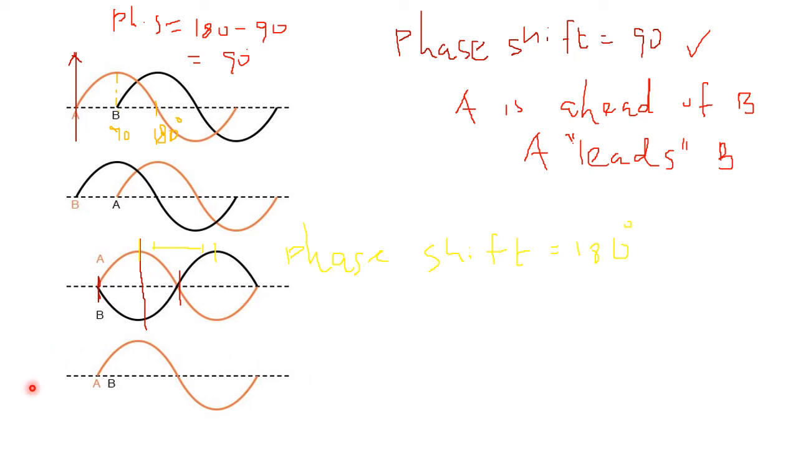Okay, finally here A and B are in the same phase, same frequency, same amplitude, same instant. Therefore here the phase shift will be 0 degree angle, or we can tell A and B waveforms are in perfect step with each other.